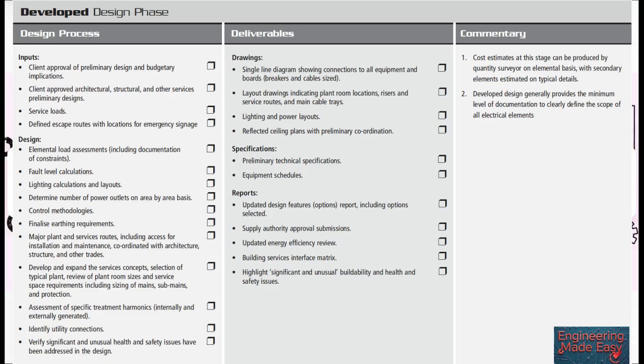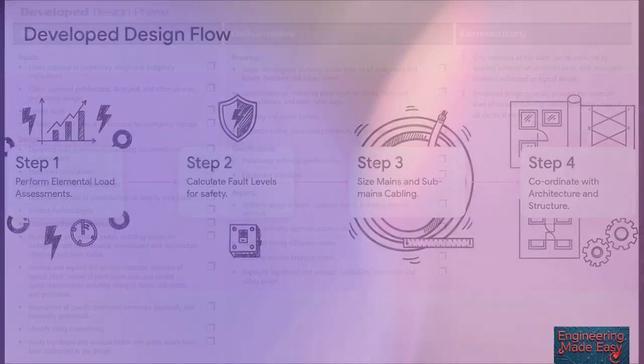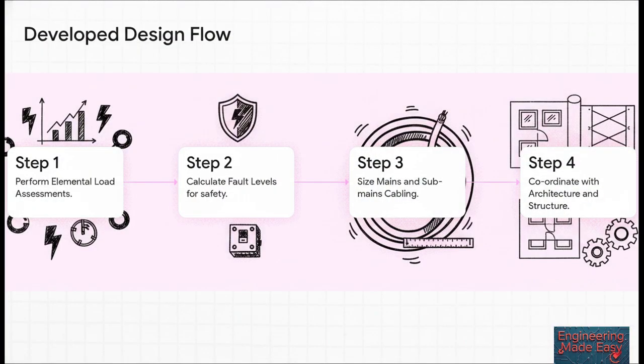The workflow here is very methodical. First, we get a really precise picture of the power demand from those elemental load assessments. Next, we calculate what are called fault levels, which is basically a safety calculation to figure out the absolute maximum currents that could flow during a short circuit. That calculation then tells us what size our main distribution cables need to be. And all the while, we're talking constantly with the architects and structural engineers to make sure the physical pathways for all our cables and conduits will actually fit inside the building structure.